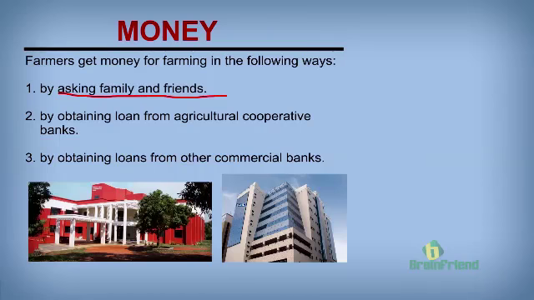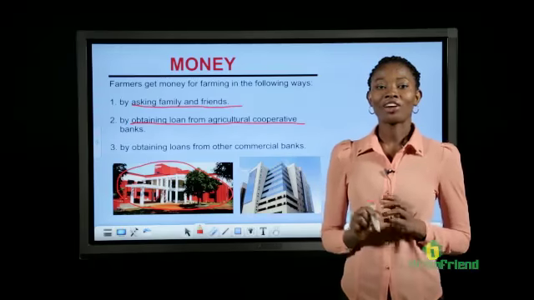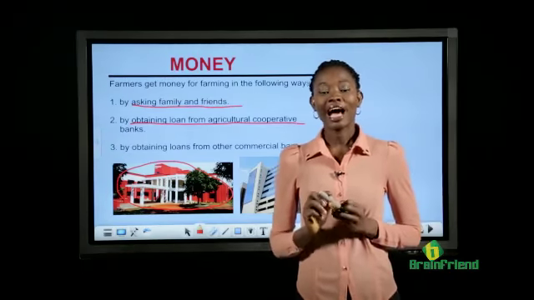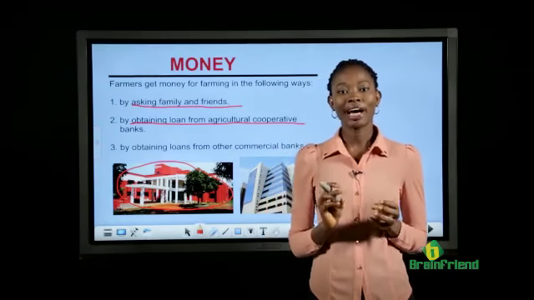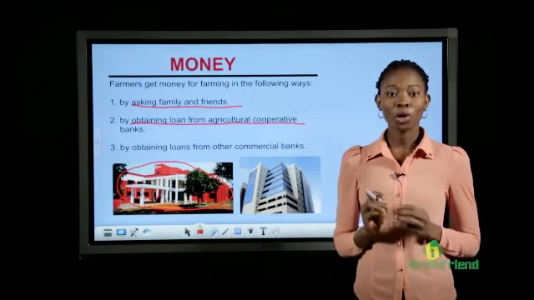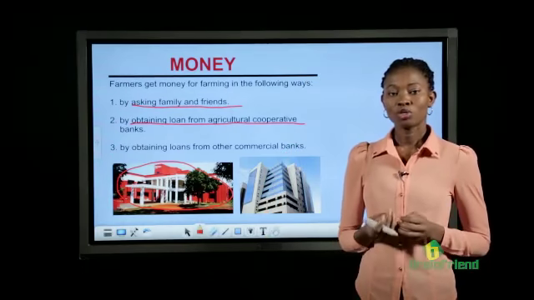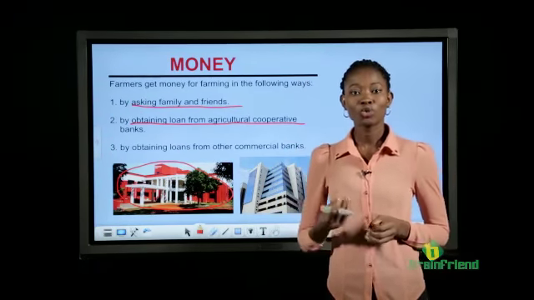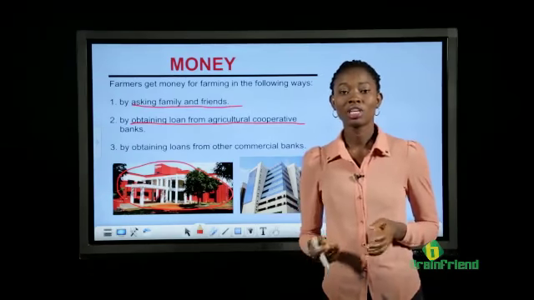You could also get money by obtaining loans from agricultural cooperative banks, such as this one shown here. Agricultural cooperative banks are banks that are created by the government to provide money for farmers. So farmers could go to such banks to obtain loans.